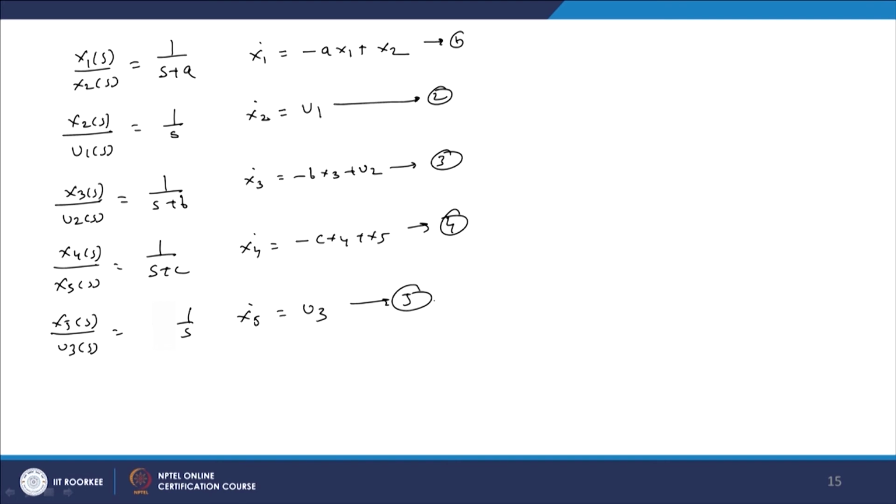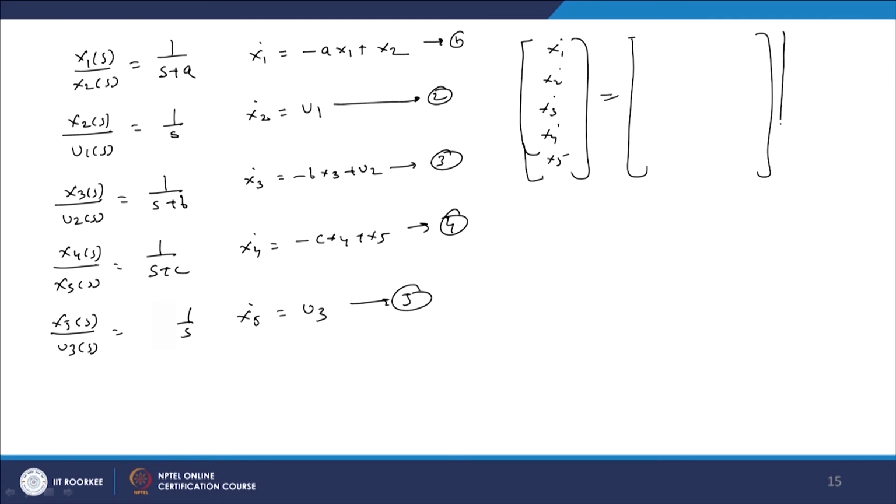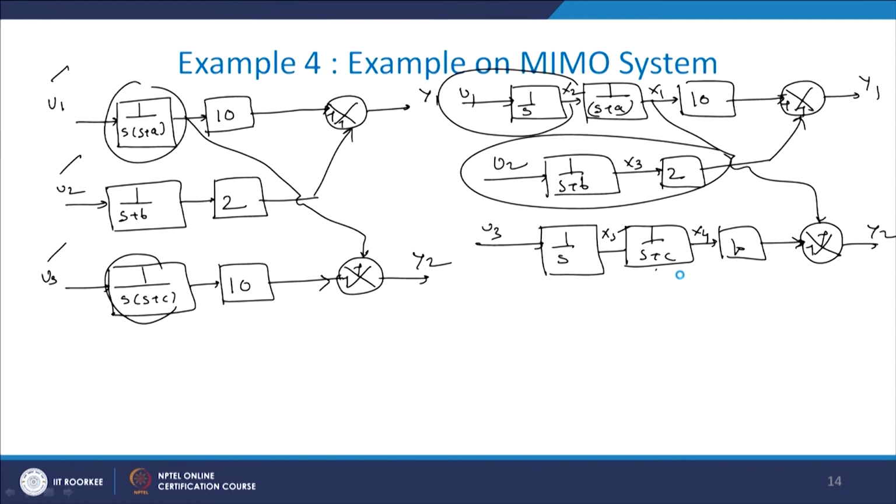So, here we write this equation as x1 dot, x2 dot, x3 dot, x4 dot, x5 dot equals the model matrix times x1, x2, x3, x4, x5, plus, now here how many inputs are there? You see here there are 3 inputs, u1, u2, u3, and outputs are y1, y2.